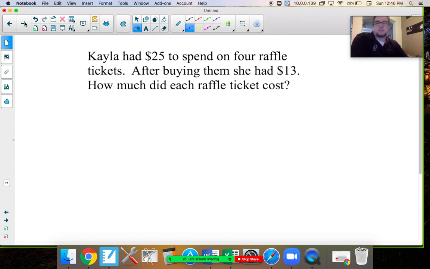All right, our next one. Kayla had $25 to spend on 4 raffle tickets. After buying them, she had $13. How much did each raffle ticket cost? All right, so let me grab my highlighter here. Go back to yellow. So she had $25 to spend. She bought 4 raffle tickets, and she had $13 left at the end.